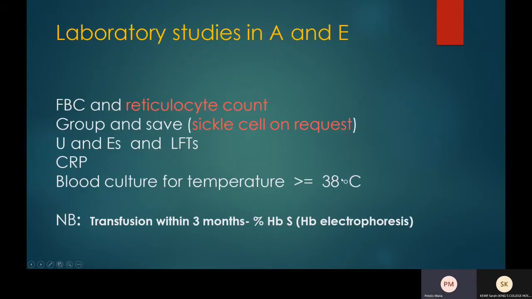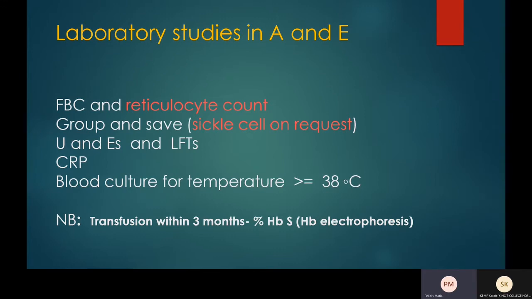Now, whenever children or adults with sickle cell disease present to A&E, they do need a minimum number of laboratory studies, and this should include a full blood count, and it is always very important to obtain a reticulocyte count at the time they present. This will allow you to manage the patient more appropriately.